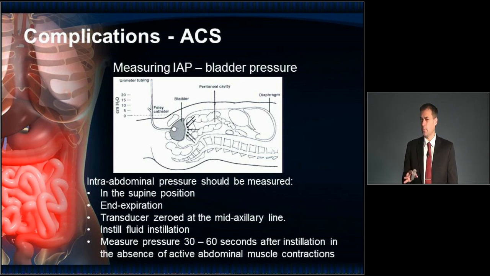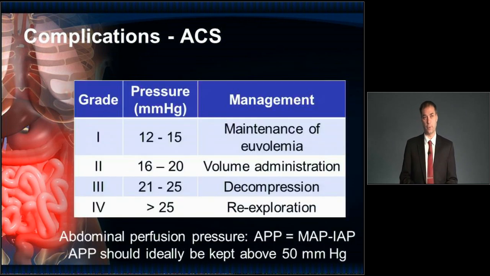So let me just quickly go through those steps again. Make sure the patient's supine. Measure it at the end of expiration. Make sure the transducer is zeroed at the mid-axillary line. Put the appropriate amount of fluid in the bladder. Wait 30 to 60 seconds. Make sure there's no abdominal contractions, and measure the pressure.